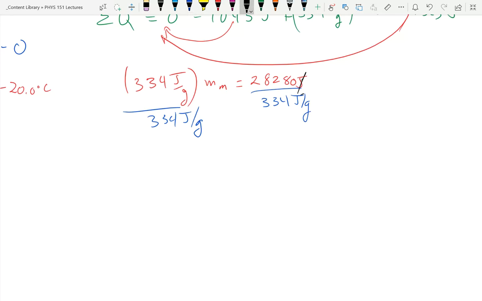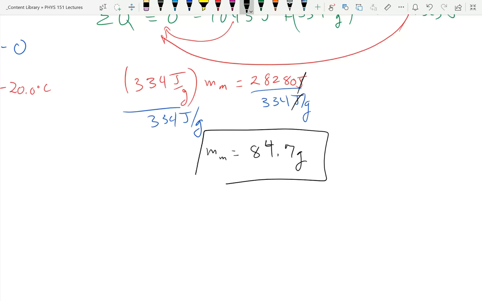Looking at my units, the joules cancel. I'm left with 1 over grams. 85 point what? Sorry, 84.67. 84.7. So the mass that melts is 84.7 grams. And that's exactly how you do problem 5.